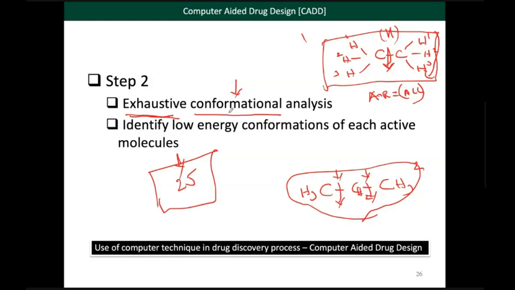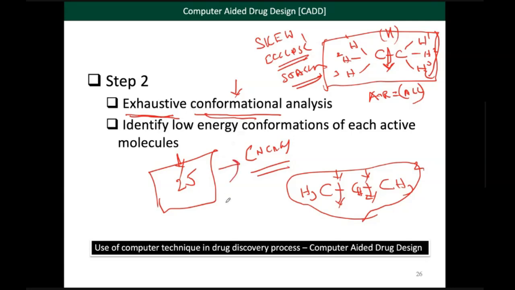So why do we do this conformational analysis? Because each conformation of the molecule will have a certain energy. All the conformations will not have the same energy. You might have heard about terms like skew conformation, eclipse conformation, staggered conformation. I'm not going in deep. So different conformations of the molecule are associated with different energy. Once you do the exhaustive conformation analysis, all possible conformations and the corresponding energy can be identified.